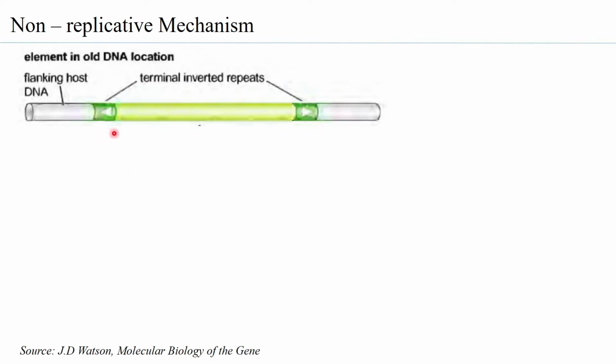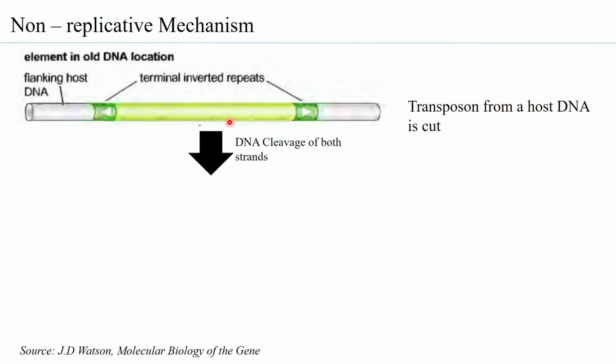Now let us look at the non-replicative mechanism, or how the cut and paste mechanism happens. As we can see over here, the transposable element is present in a DNA, and it has characteristic terminal inverted repeats, and within it would have the ORF for transposase if it is autonomous. Now, this transposon is cut. So the DNA is cleaved in such a way that both the strands are cut.